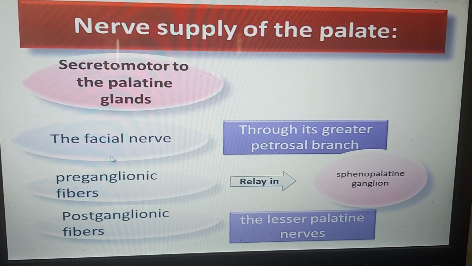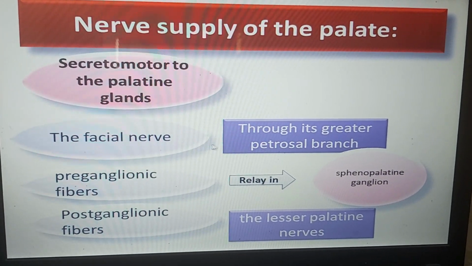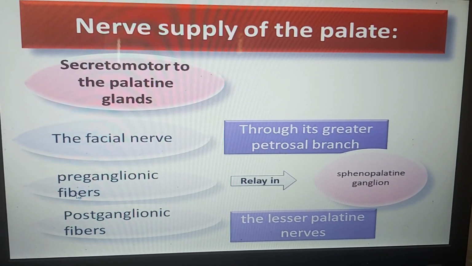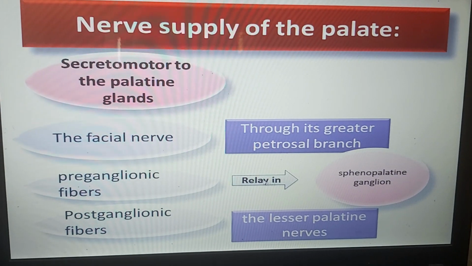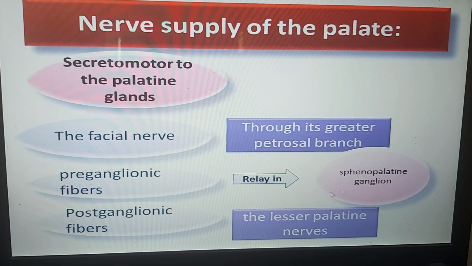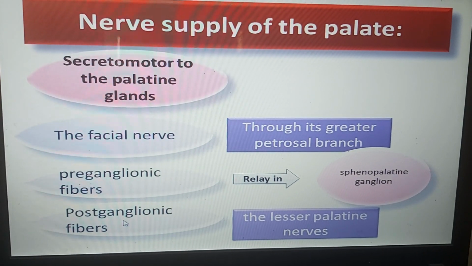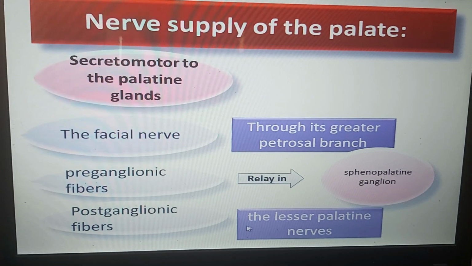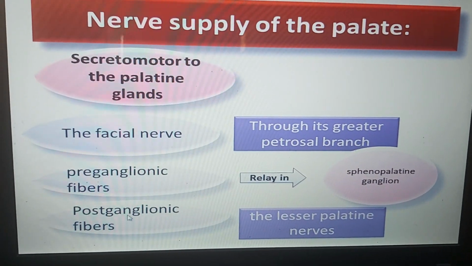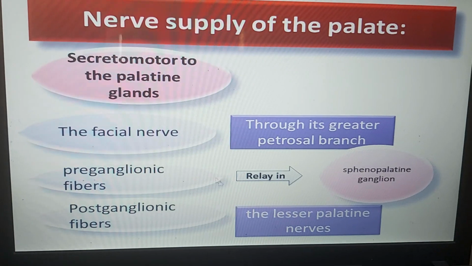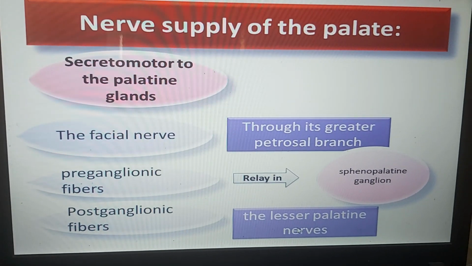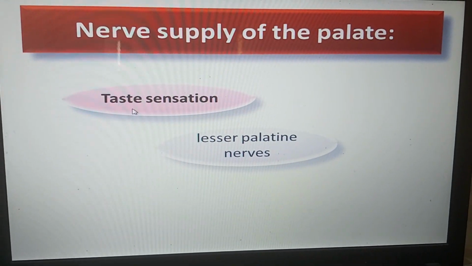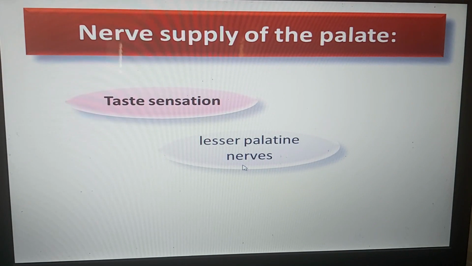Secretomotor to the palatine glands through the facial nerve, through its greater petrosal branch, which is carry preganglionic nerve fiber, which relay in sphenopalatine ganglion and send postganglionic fibers to the palatine glands through the lesser palatine nerve.